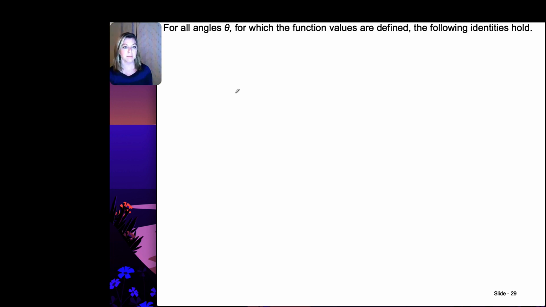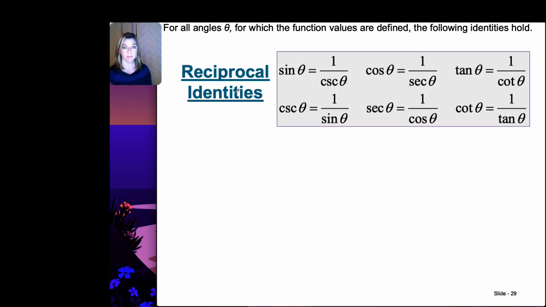For all angles theta for which the function values are defined, the following identities hold. The reciprocal identities, which we've talked about before, you guys. This is nothing new. I hope you're not staring at that like, whoa, that's a bunch of new stuff. You know these. The reciprocal of sine is cosecant. Written up as an identity though, it would read sine of theta is equal to 1 over cosecant of theta. Reciprocal identity, cosine theta is equal to 1 over secant theta. Tangent of theta is equal to 1 over cotangent theta. And this second row here, cosecant of theta is equal to 1 over sine.